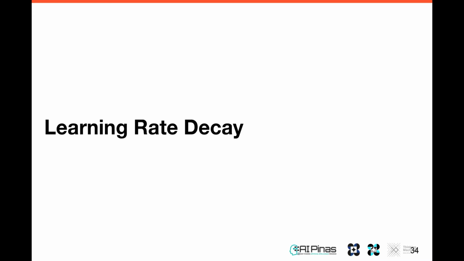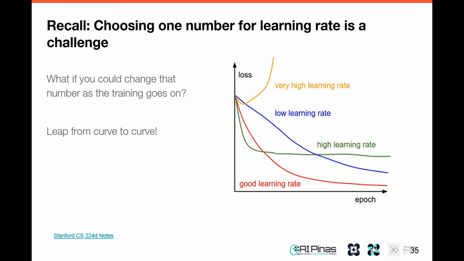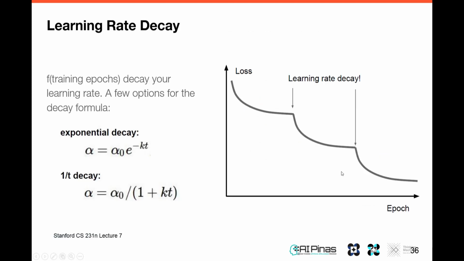Okay, now let's talk about learning rate decay. So earlier, a few slides ago, I told you something interesting, which is that you can define learning rate not as a fixed number, but as a tensor. And this is why you may want to implement learning rate decay. Think about all this pain in choosing a learning rate hyperparameter, all this guesswork involved. What if you could actually change the learning rate number as training goes on, and you can leap from this curve to this curve and more curves as things optimize.